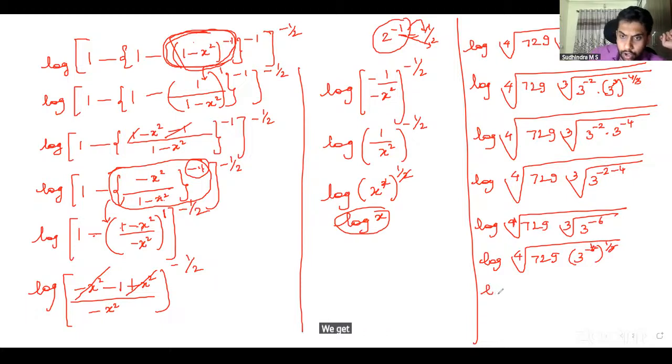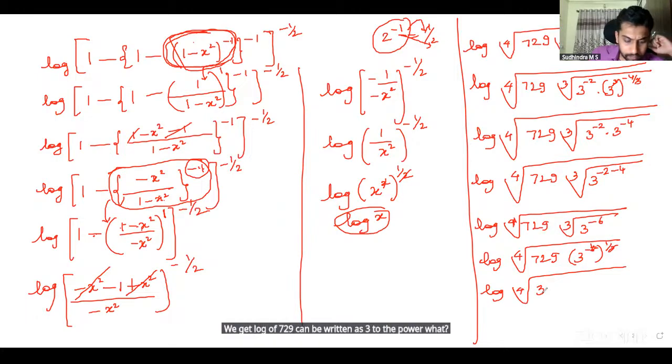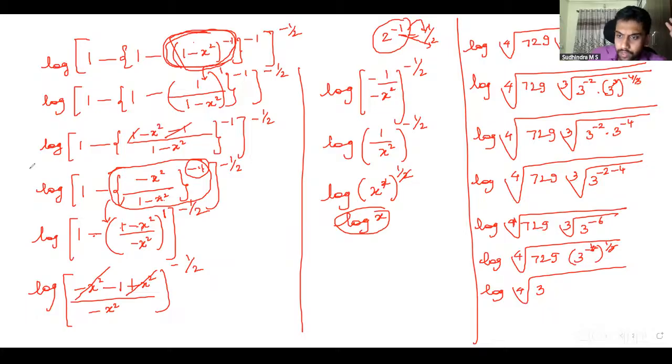We get log of 729 can be written as 3 to the power what? That's okay, even if we are not writing it. How much? 3 to the power 6, right? 3 to the power 4 is 81. There's 3 to the power 6 only. Yeah, 3 to the power 5 is 243. 3 to the power 6 is 729.